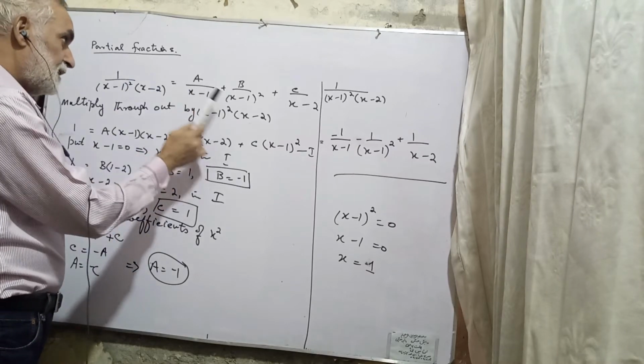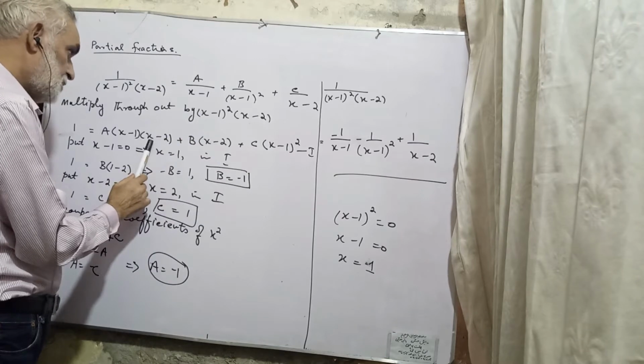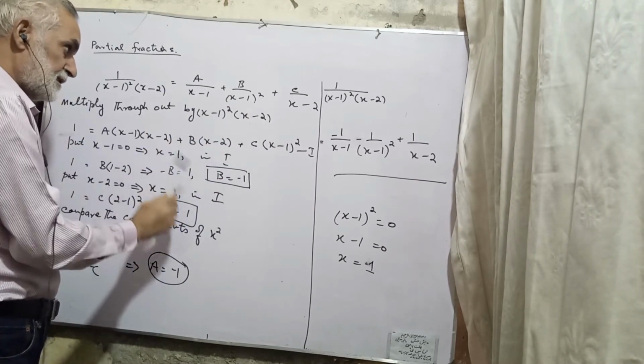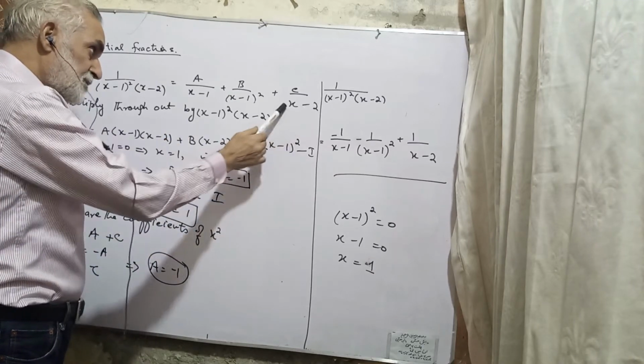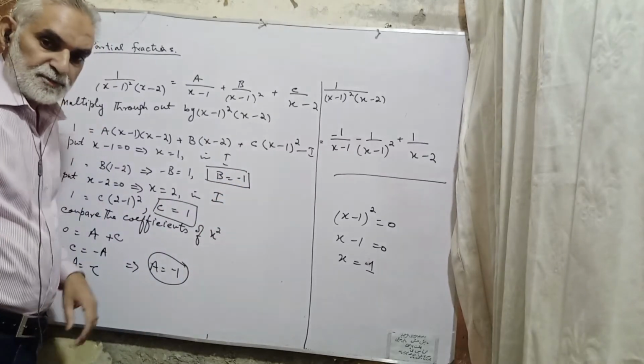With A, only x minus 1 got cancelled. We are left with (x minus 1) into (x minus 2). With B, (x minus 1) square got cancelled with (x minus 1) square. We get x minus 2. Plus C, x minus 2 got cancelled and we are left with (x minus 1) square. I hope you got it.